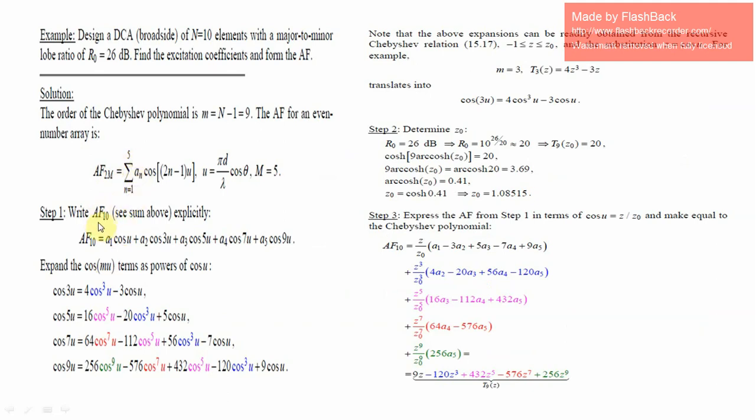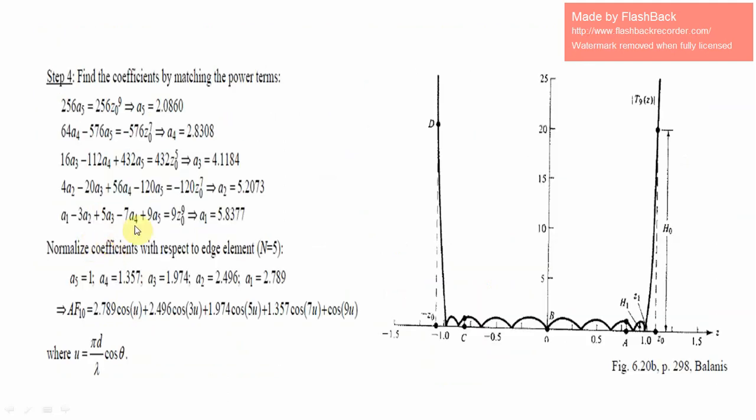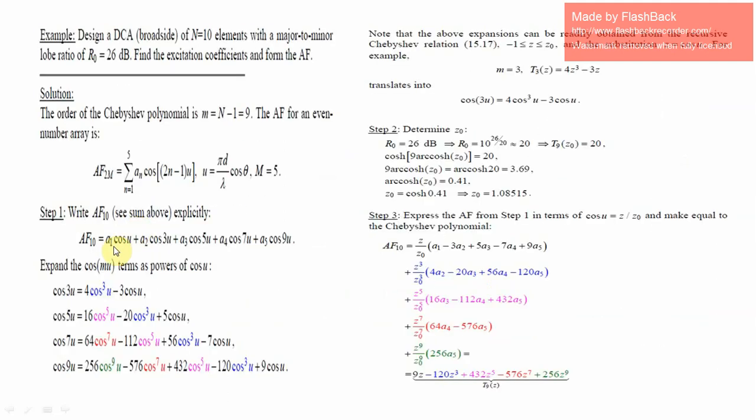Then we find the array factor. For N equal to 10, we write a1 cos u, where n is equal to 1, plus a2 cos 3u, substituting n equal to 2 in this equation, since 2 into 2 is 4, minus 1 is 3. In this way we write a3 cos 5u, a4 cos 7u, a5 cos 9u.